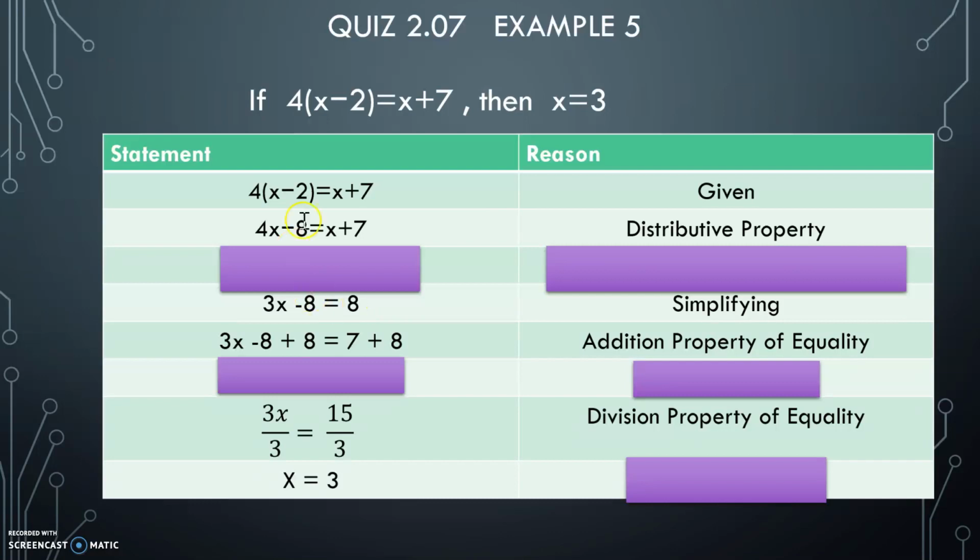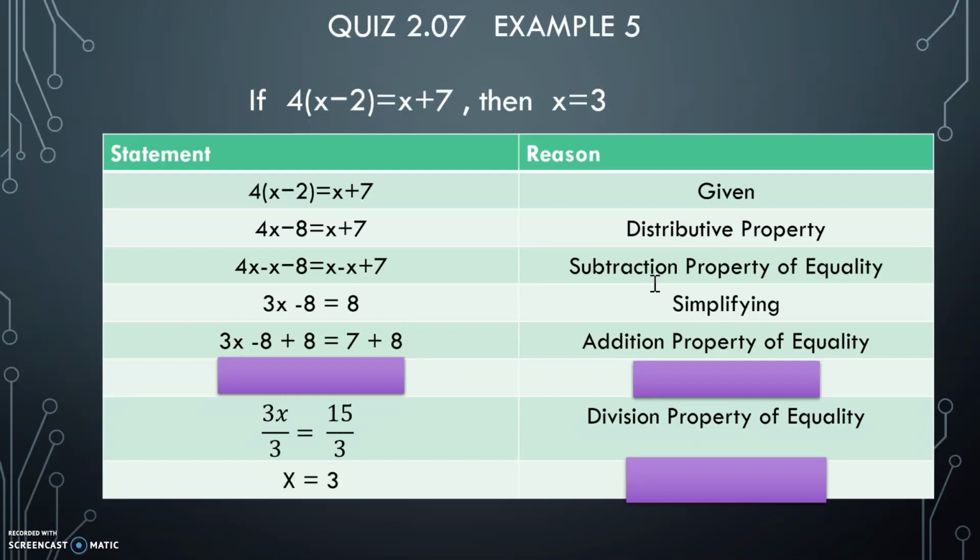And it looks like the x over here, something was added to it to make it become 0 because it's not on this side anymore. So you would have to subtract x. So we'll have to subtract x from both sides, shown here. That's the subtraction property of equality. Once we subtract x, we have 3x minus 8 equals 8.